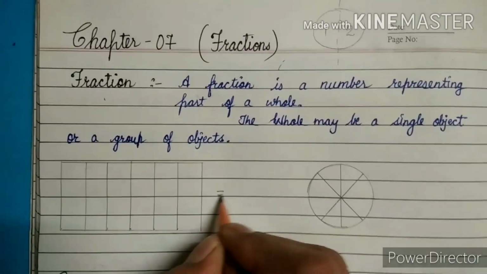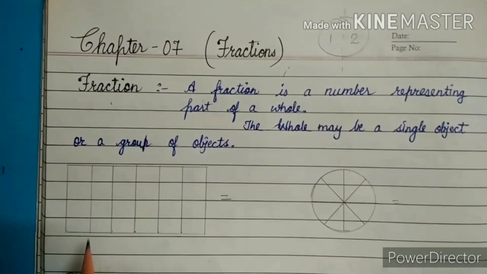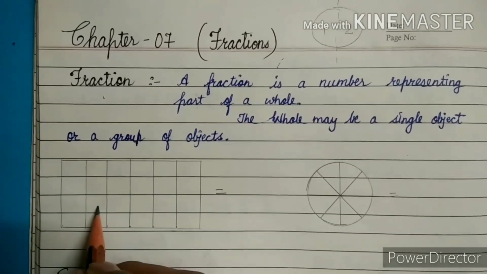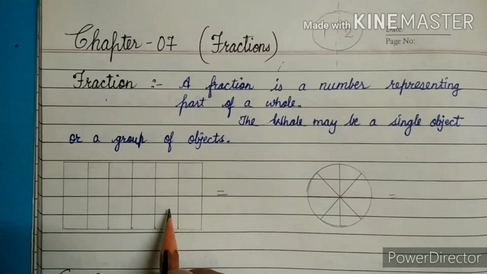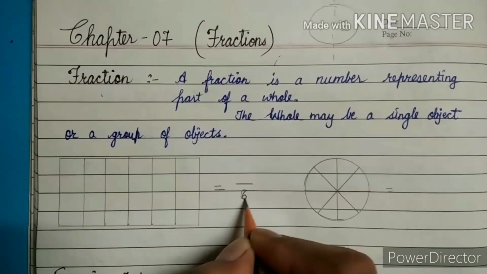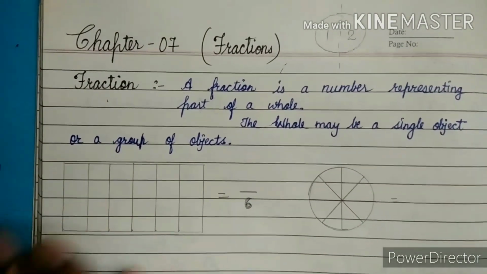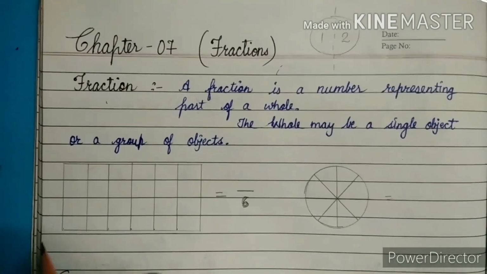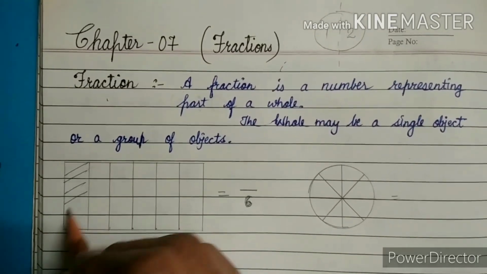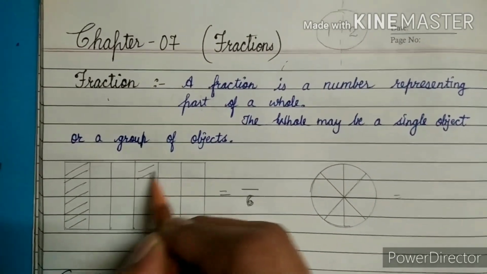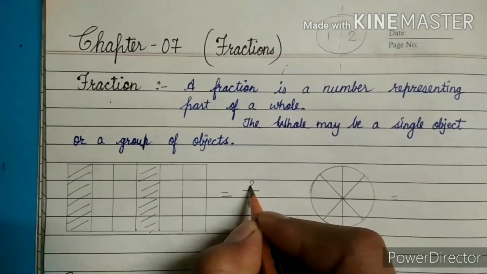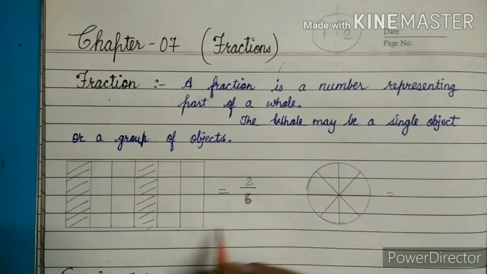Firstly we will see how many parts of the rectangle there are. Here 1, 2, 3, 4, 5, 6. How many parts of the rectangle are here? 6. If I shade 2 parts in it, like if I am shading first this part and second this part, so how many parts are shaded here? 2 parts are shaded.